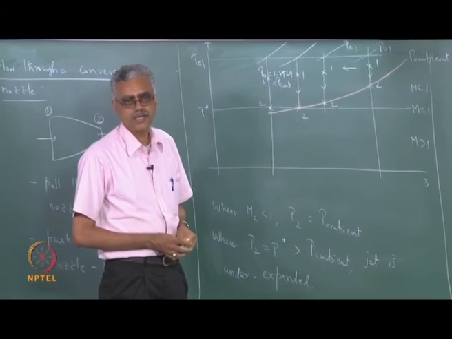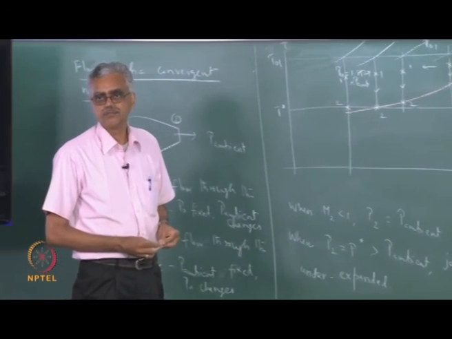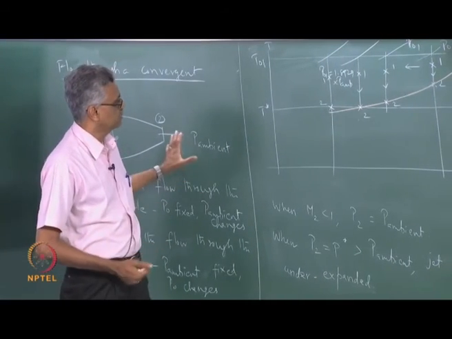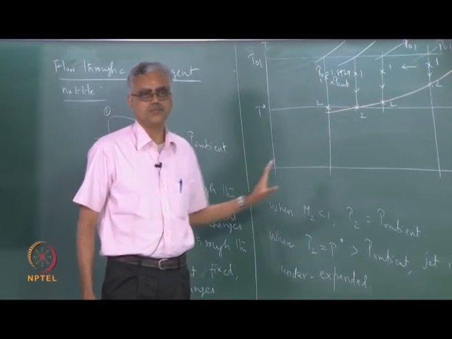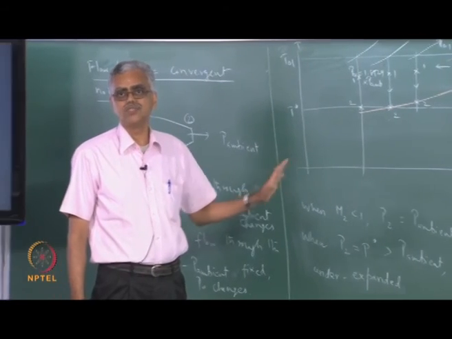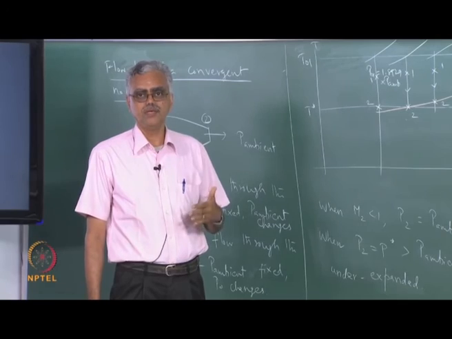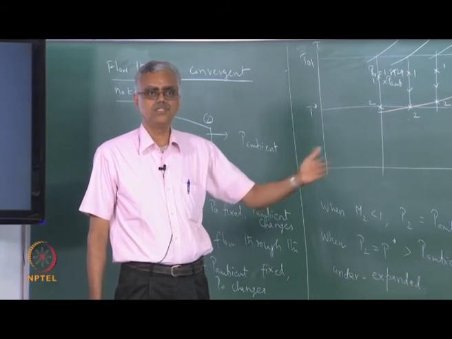Okay? Any questions? What we will do in the next class is go through the same type of argument for a convergent divergent nozzle. What happens, what is the sequence of events when we pull a flow through a convergent divergent nozzle.